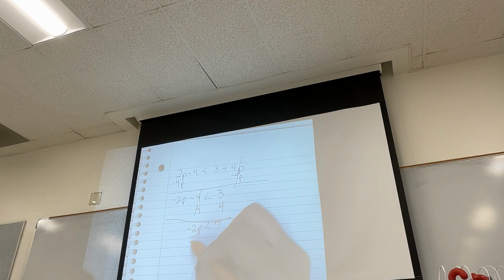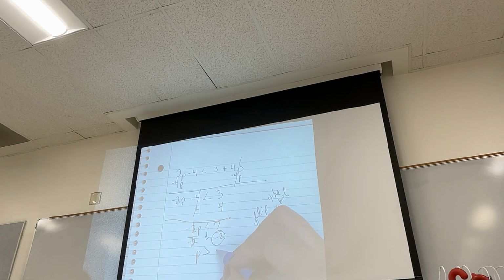Now we divide by negative 2. And in math, our rule is when you divide by a negative, what happens? We flip the symbol, right? What symbol am I talking about? Yeah. So this less than becomes a greater than because we divided by a negative. So we have p is greater than negative 7/2, yes? So this is called my solution. Everything bigger than negative 7/2.